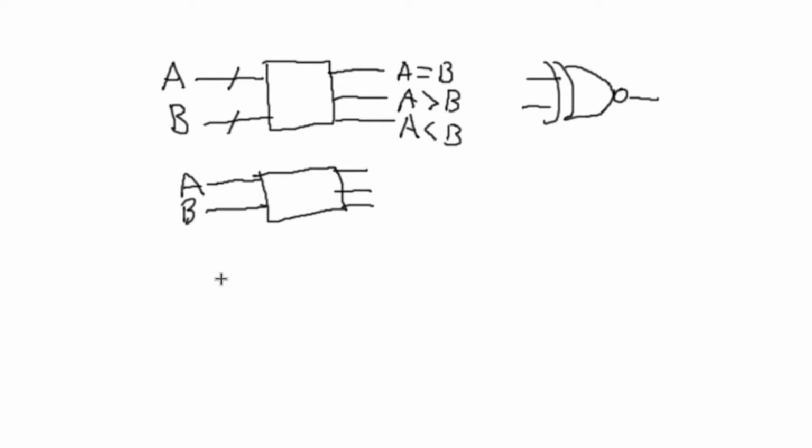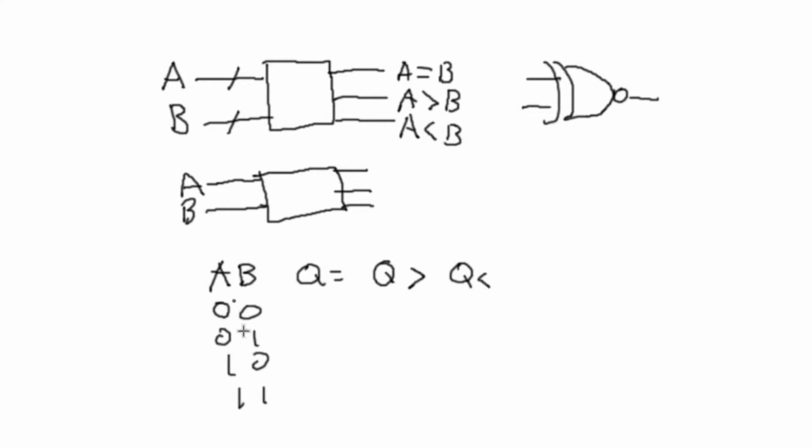Well, once again, let's take a look at the truth table. So of course we have A and B, and then we have our three outputs. We'll call them Q equal, Q greater than, and Q less than. A and B are either going to be on or off, so we can list every combination of inputs like this. So it's 0, 0, 0, 1, 1, 0, and 1, 1. So that's every combination of A and B.